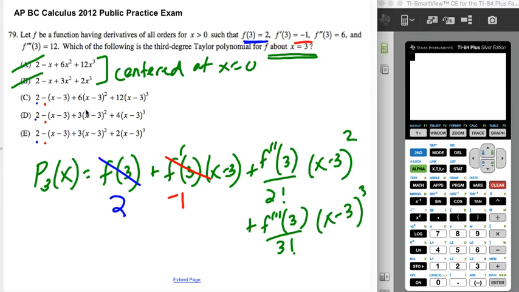So now I get to the part where there's starting to be some differences, right? At the squared term, there are some differences. I know that f double prime of 3 is a 6, so this should be a 6 over 2, which means it should be a 3. So this answer is not right, which means it's not C, right?